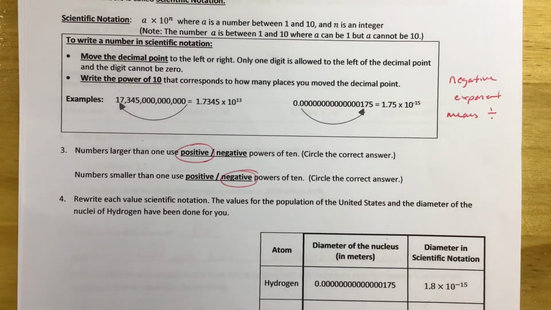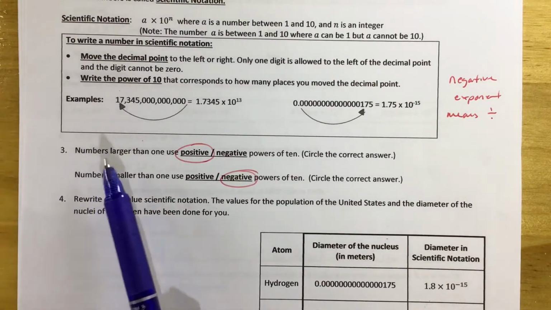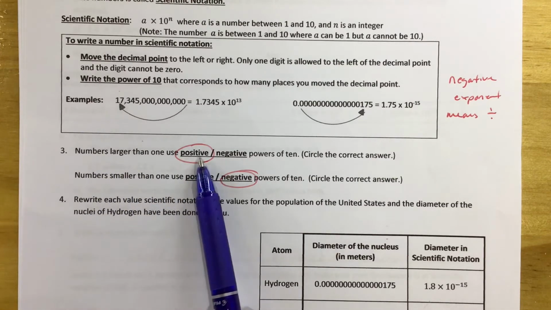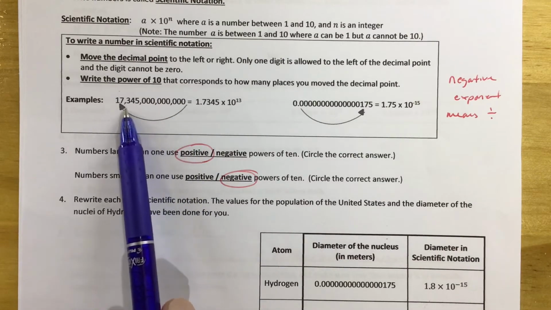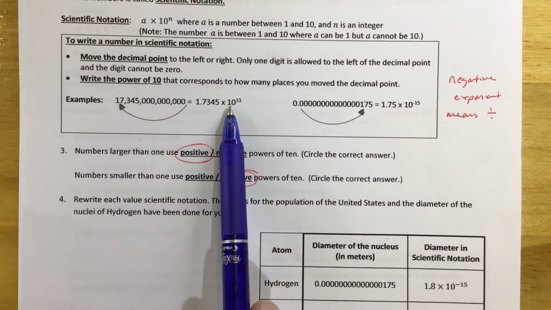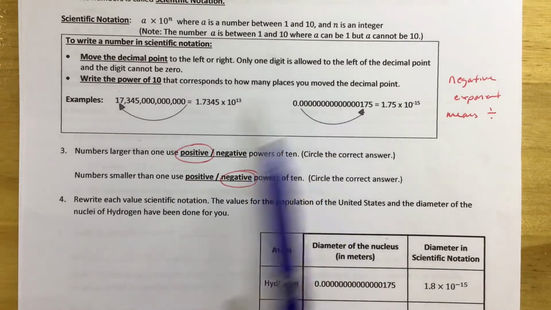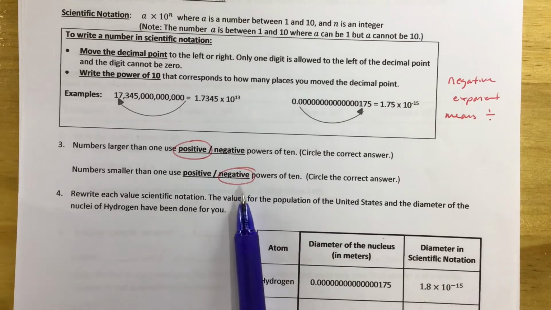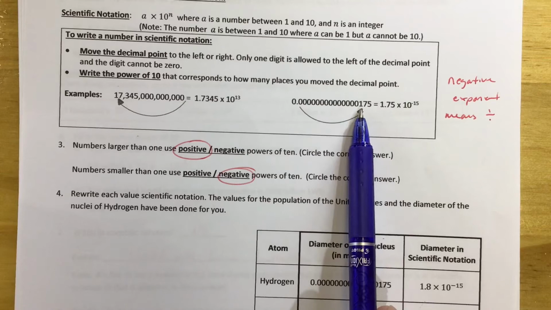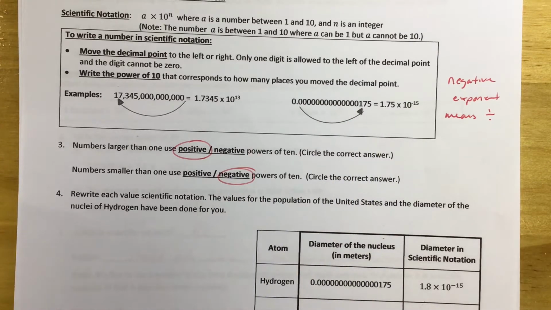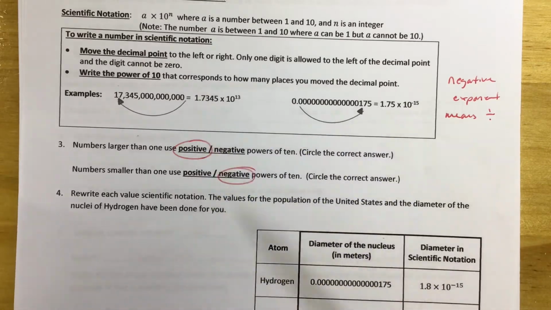All right, so for questions 3 and 4, numbers that are large will end up having positive exponents, because what we're doing is stealing some of those digits, and to give them back, you need to multiply by the 10. And when you see the smaller numbers, those are going to have negative powers, because when you move the decimal over, you actually made it larger. So using a negative power is going to bring it back down to the correct size. Same things that were just talked about there.